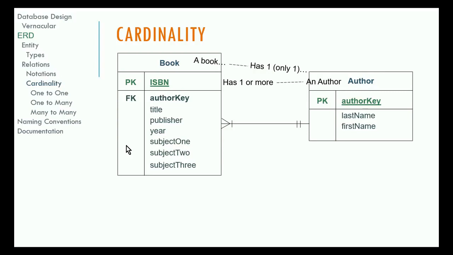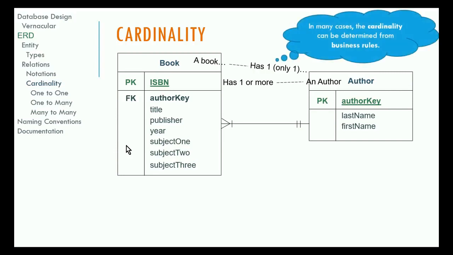Now, some of you may be saying, Brian, wait a second. Books can have many different authors. You can have a couple different authors of a book. And yes, that's absolutely true. You could. So in many cases, there's lots of different ways that you can interpret the cardinality, or how tables relate, or how entities relate to one another.